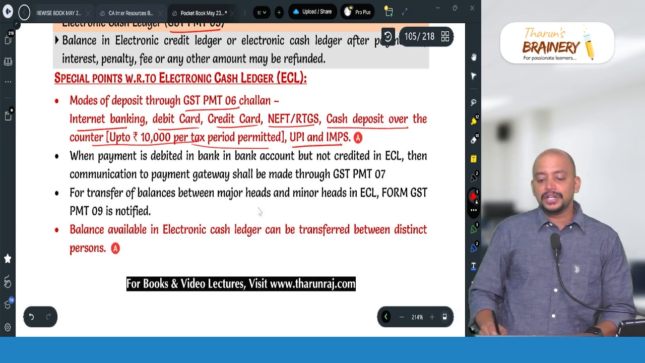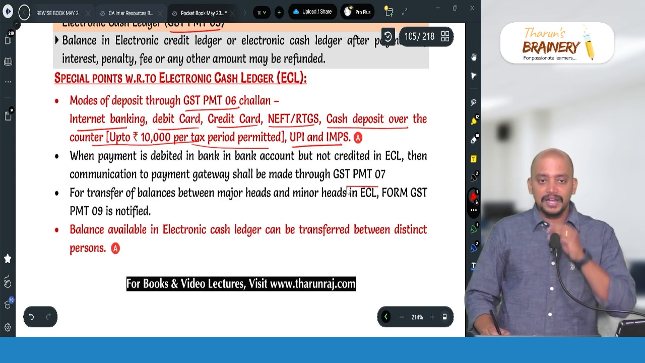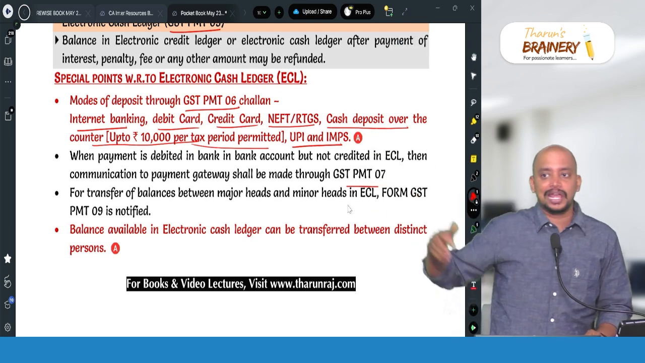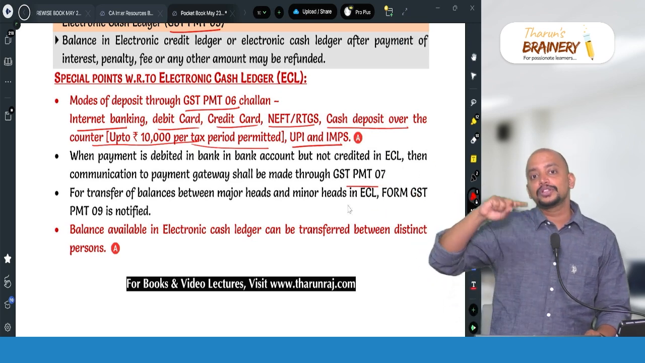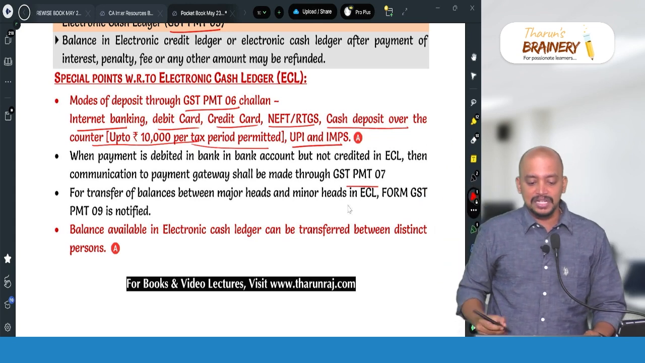Okay. Then when payment is debited in the bank account and not credited into electronic cash ledger, then communication to the payment gateway shall be made through PMT 7. That is, whenever the money gets debited in our bank account but not credited into electronic cash ledger, we will communicate to the payment gateway through the portal. So that communication will be in PMT 7.